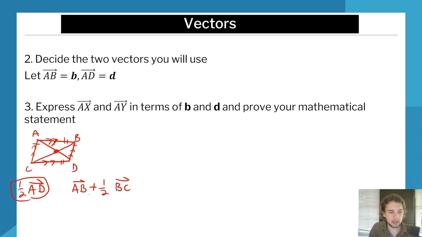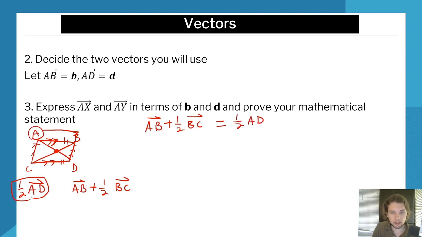The reason we're adding A to B is because we're trying to find a position relative from A, so we need to move to B before we can go halfway down this line, to actually consider everything in terms of the position of A, to think of everything relative to the position of A. So what we want to prove is that A to B plus half B to C is the same point as half of A to D.